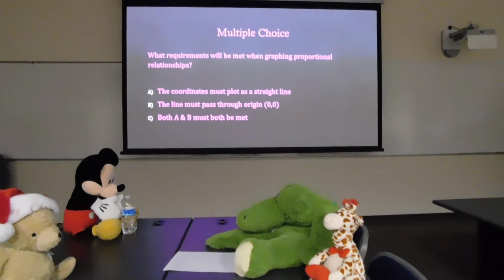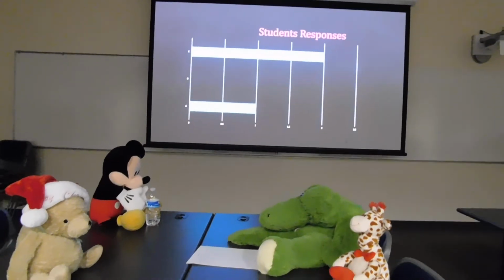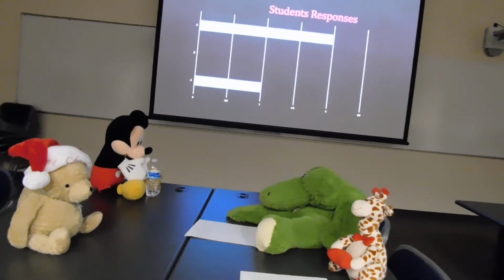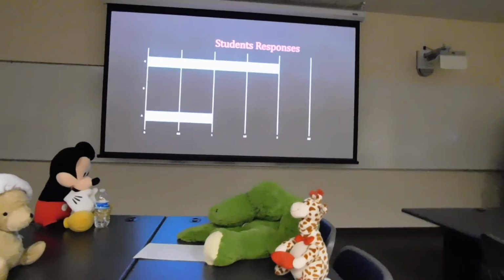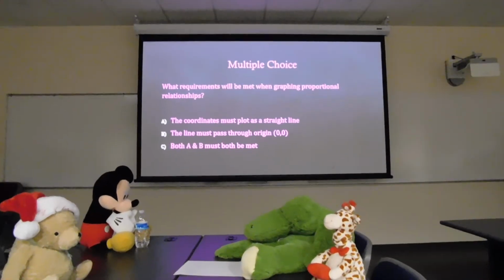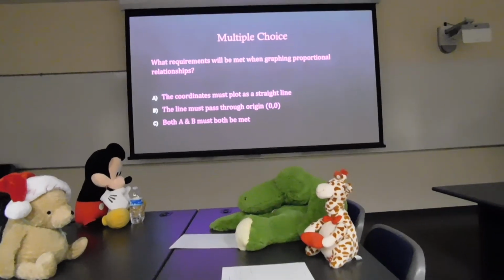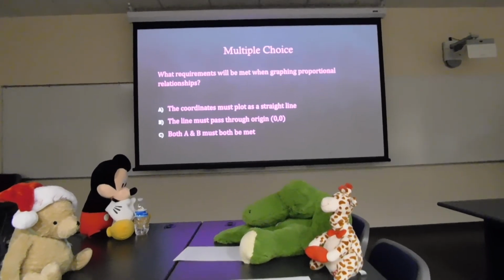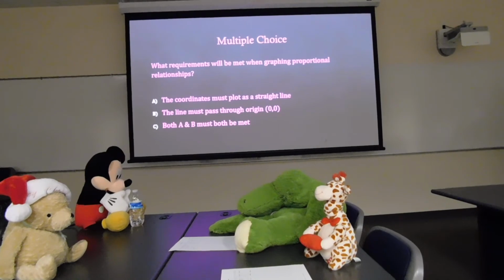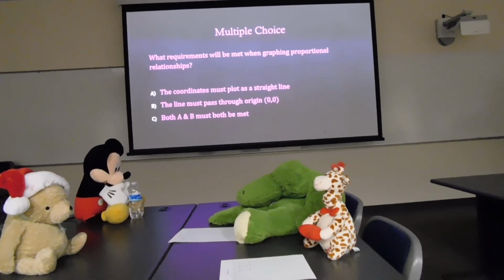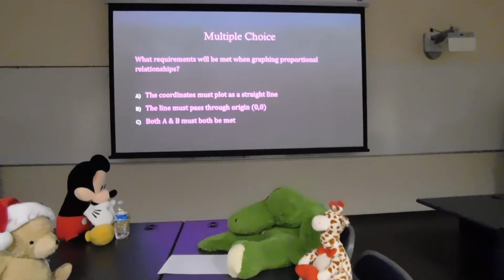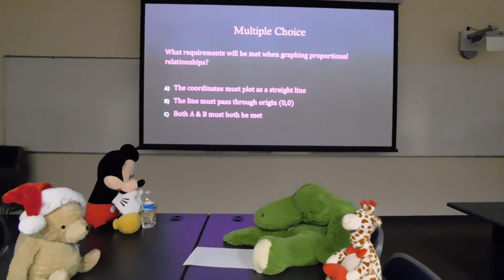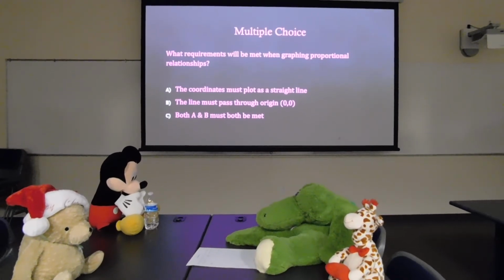Got the results in. So we have 2 students that have answered C and 1 student that has answered A. Okay, so somebody here says the coordinates must plot a straight line, A. That's actually correct. However, the true answer is both A and B must be met. The line must pass through the origin and must plot a straight line. So it is actually C. It is A and B.